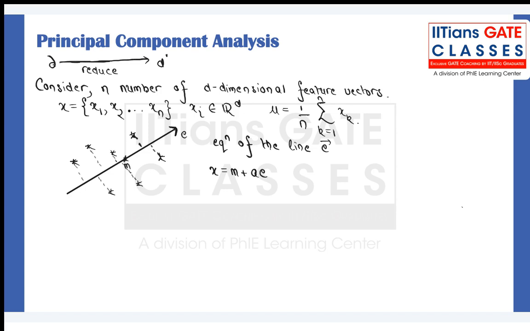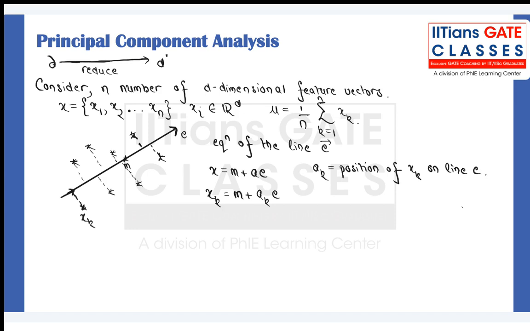Which means if I consider any point, let's say here, which is xk, then xk is nothing but m plus ak of E. So this is my E. Ak into E will be this part. And m denotes the slope from the origin. I hope you can visualize that. So in essence, the ak denotes the position of xk on the line E.